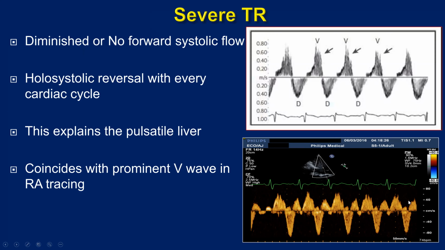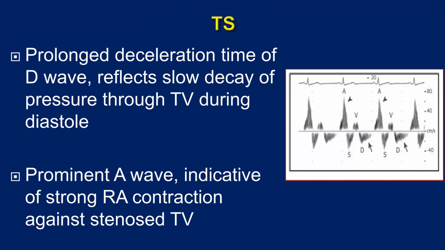Okay. And you notice that with each systole, we have flow, but we don't have forward flow, and we have only forward flow during diastole, D wave. So absent S wave and very large V wave, systolic wave. And this will explain the pulsatile liver. With each cardiac cycle, you will palpate or feel the cardiac cycle. So the Doppler sign in severe TR is a large systolic V wave.